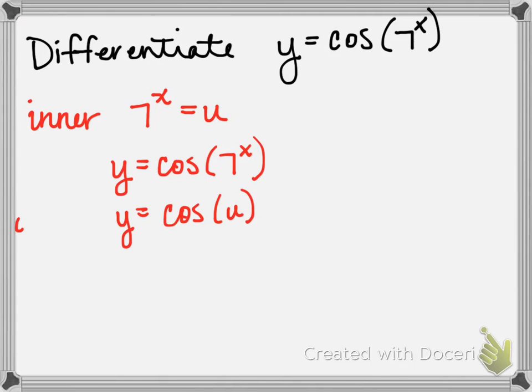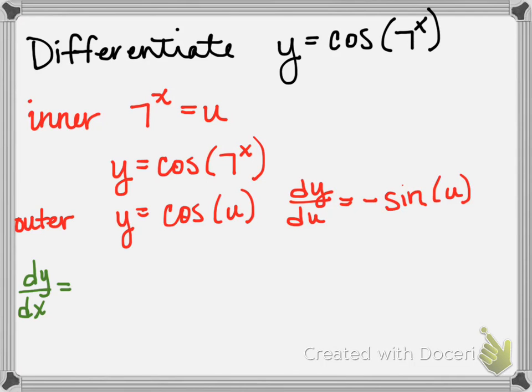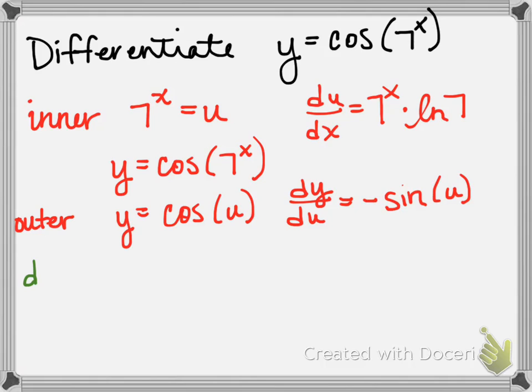And so now, we want to take our inner and outer functions and go ahead and compute dy du, which is negative sine of u, and also du dx, which is 7 to the x times the natural log of 7. So our chain rule tells us dy dx equals dy du times du dx. We can do this in two smaller stages.